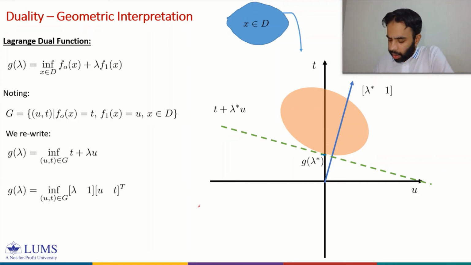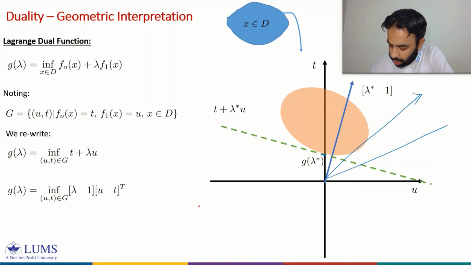We can also plot the Lagrange dual function, right? So previously we took different vectors. Say this lambda 1, somewhere here lambda 2, and somewhere here lambda 3. Lambda 1 and lambda 2 were positive, lambda 3 was negative, and for different values we obtained the Lagrange dual function. But the maximum value of the Lagrange dual function would be g(lambda star).